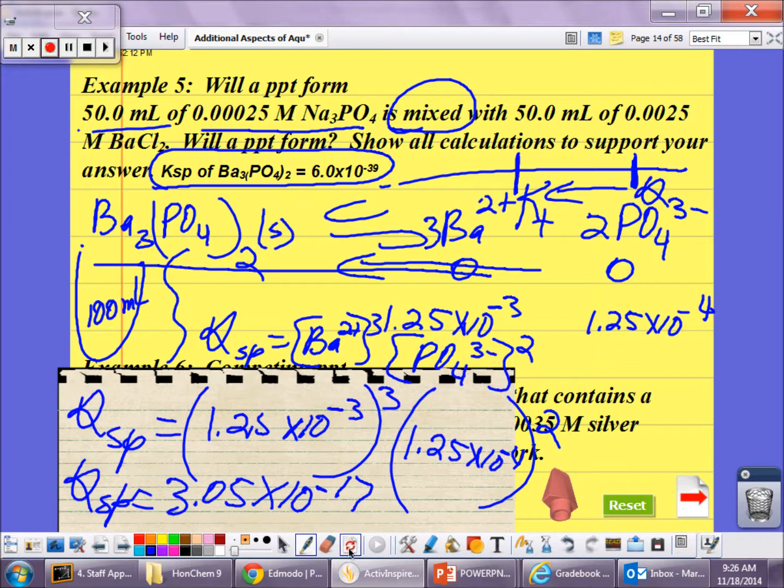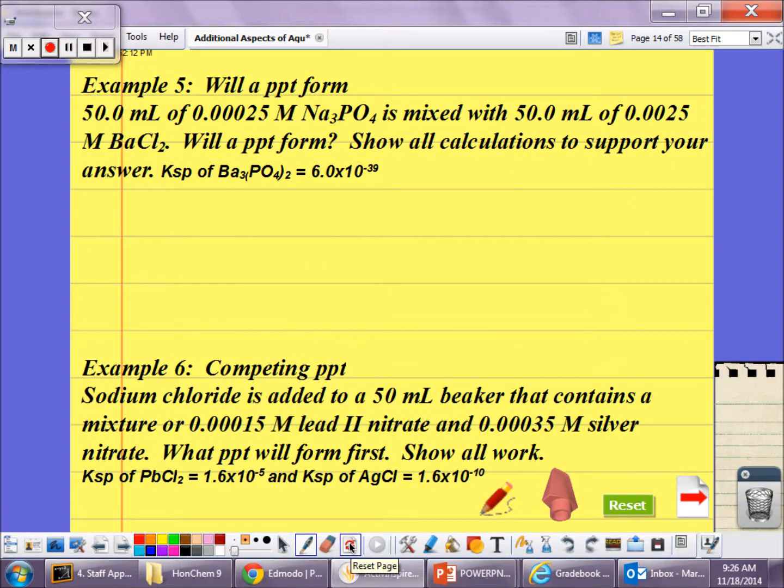Reset. Let's see if we need to do the second one, if it's exactly the same thing we want. Sodium chloride is added to a 50 ml beaker that contains a mixture of this lead nitrate and that amount of silver nitrate. What precipitate? Oh, whoa. This is the hard one. It is different than the first one. Let me read.